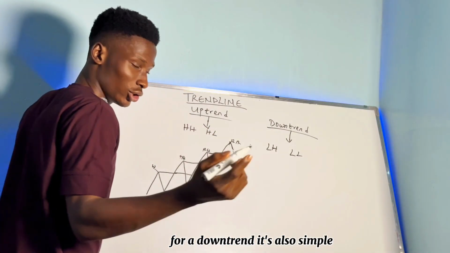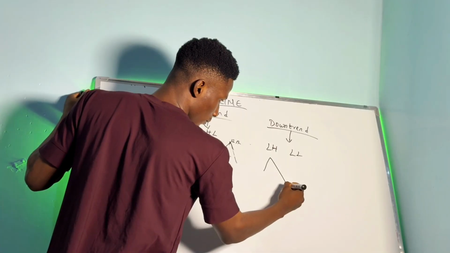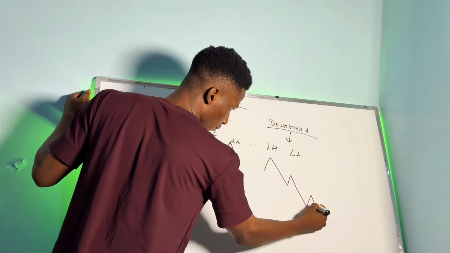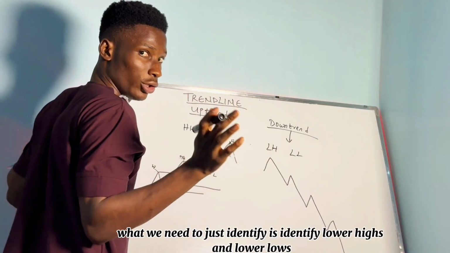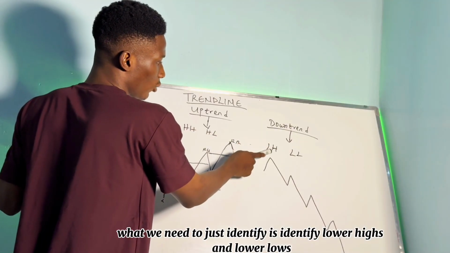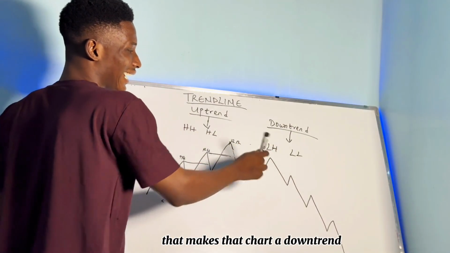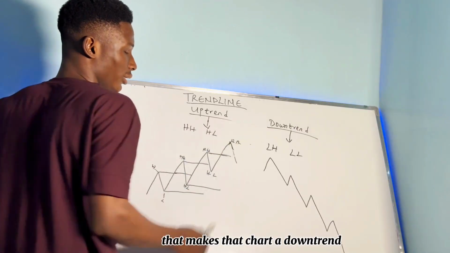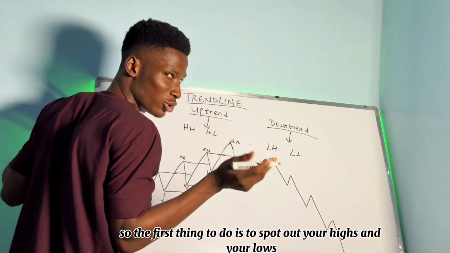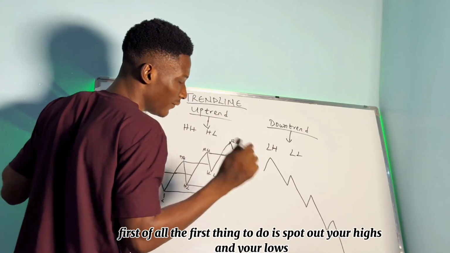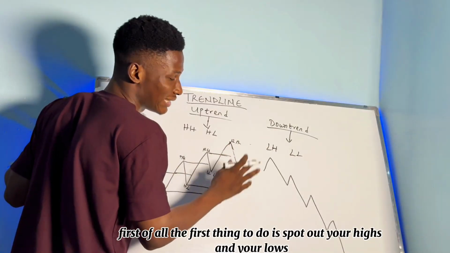For a downtrend, it's also simple. What we need to identify is lower highs and lower lows. If you can identify lower highs and lower lows on a chart, that makes that chart a downtrend. So the first thing to do is to spot out your highs and your lows.